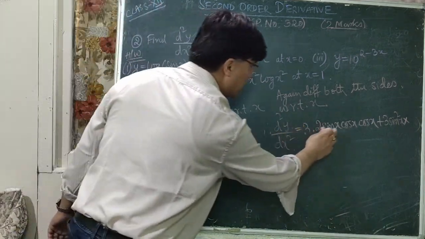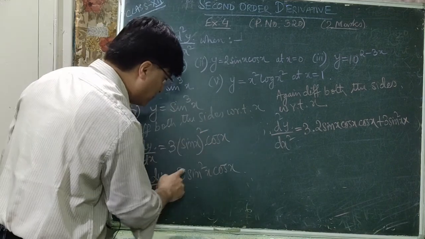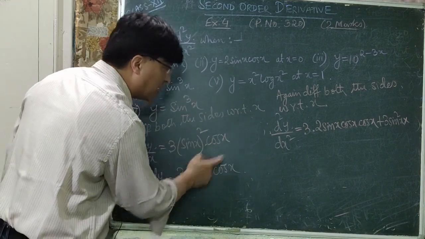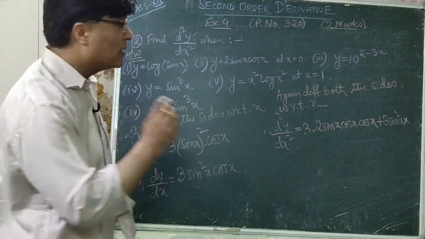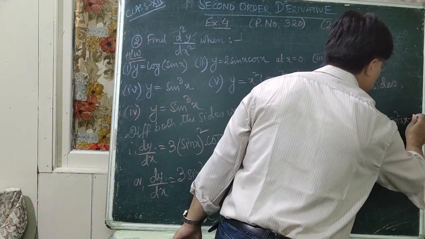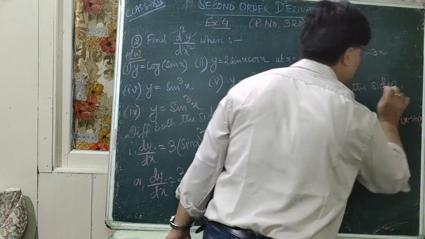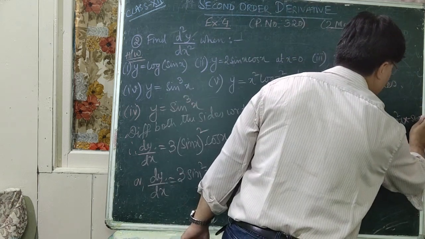That is 2 sin x into cos x. Again plus 3 sin square x is kept as it is into, what is the differentiation of cos x? It is minus sin x. This is your sin x, right?